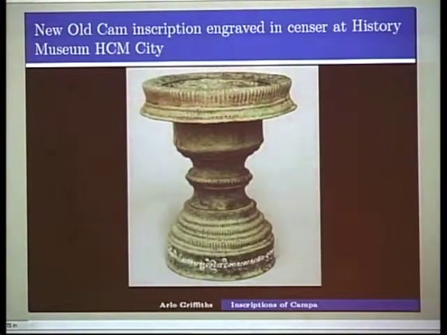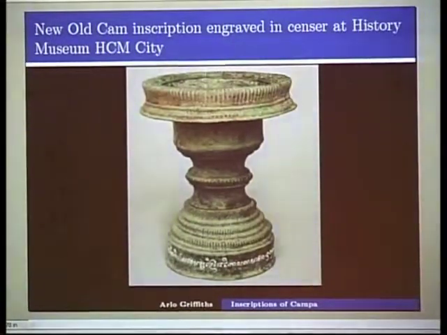We met the collector, the same collector who also previously owned that silver censer that I showed at the beginning, who now doesn't have it anymore. He said he had passed it to the Ethnology Museum in Hanoi, but when my colleagues at the EFEO asked the museum in Hanoi, indeed, the Hanoi Museum has some objects, but not silver and not inscribed. So it seems that this silver object might be lost.